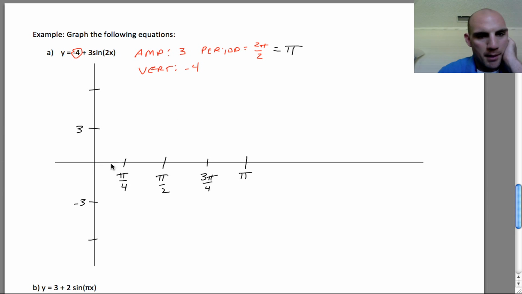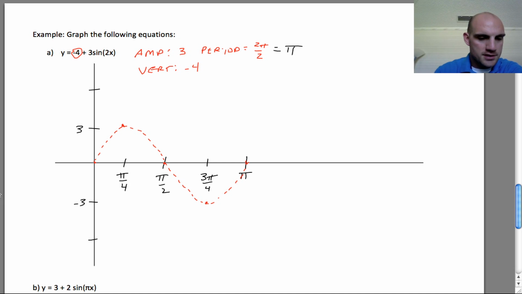And so when I lay out my points, I know it's sine, so it's going to start at 0. It gets to its max. It crosses. It gets to its min. And it gets back to 0. So this is my initial graph. Okay?